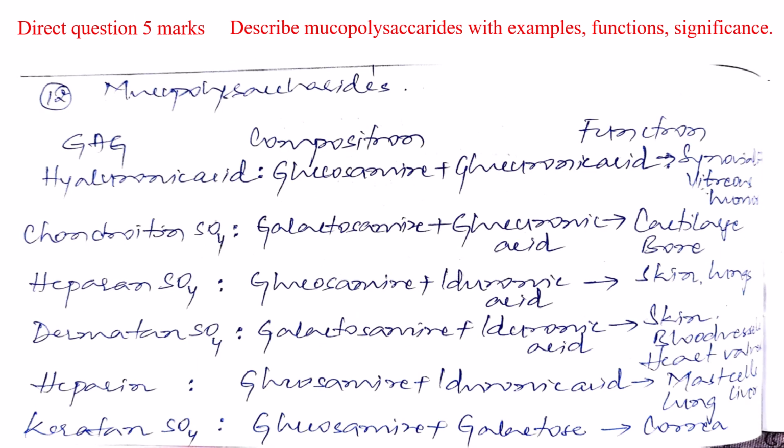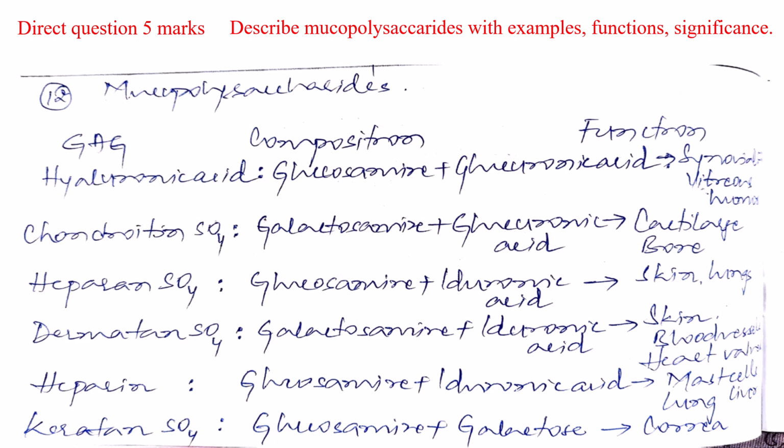So the next direct question is describe mucopolysaccharides with examples, functions. So mucopolysaccharides include hyaluronic acid and they are made up of amino sugar and glucuronic acid. Hyaluronic acid is made up of glucosamine and glucuronic acid, mainly present in synovial fluid and vitreous humor. Chondroitin sulfate is also made up of glucuronic acid but the amino sugar is different, galactosamine. So that's mainly present in cartilage and bone. You can remember hyaluronic acid and chondroitin sulfate, they have the common glucuronic acid but the amino sugar differs.